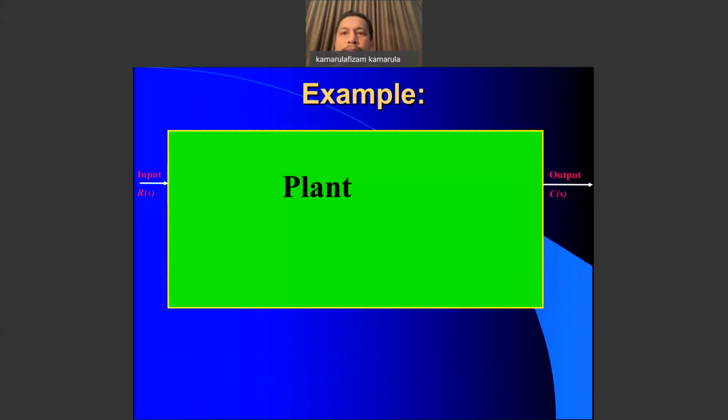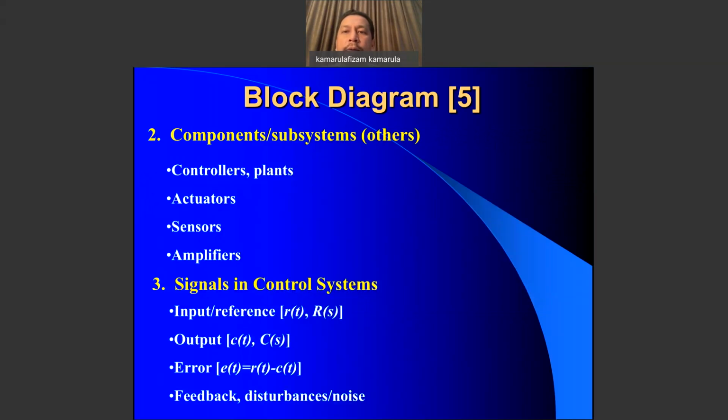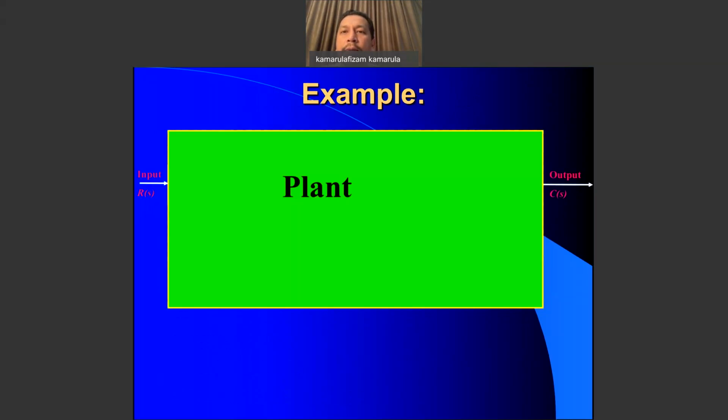All right, this is, for example, one big green box, one fundamental block. You have an input taking the signal R of S, and then giving out the output signal, here written C of S. So R of S and C of S are the input and output signals, which are categorized in component number 3 of any block diagram system.